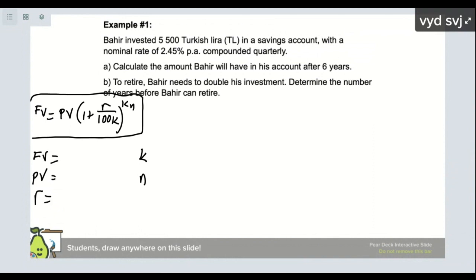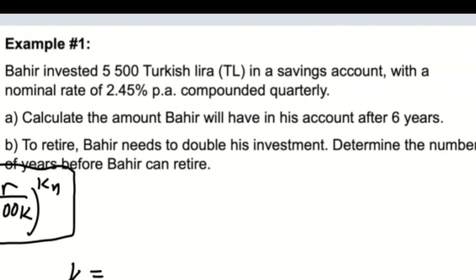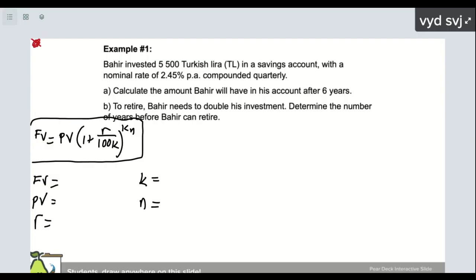So we're going to look at the problem and see how many of these we can fill in. It says, here invested 5,500 Turkish lira in a savings account with a nominal rate of 2.45% compounded quarterly. I don't know my FV, that is what I'm looking for. Present value, 5,500. My rate, I got 2.45, correct.